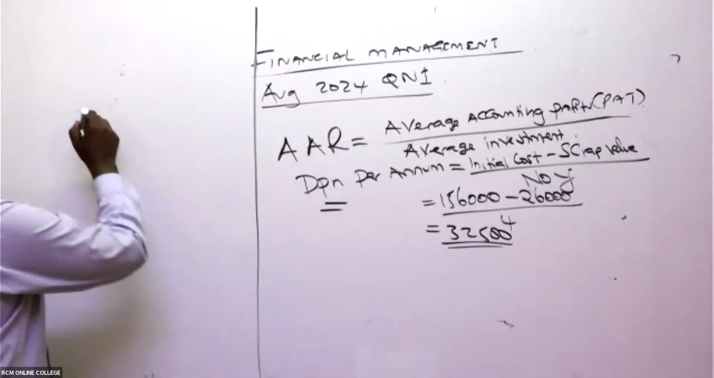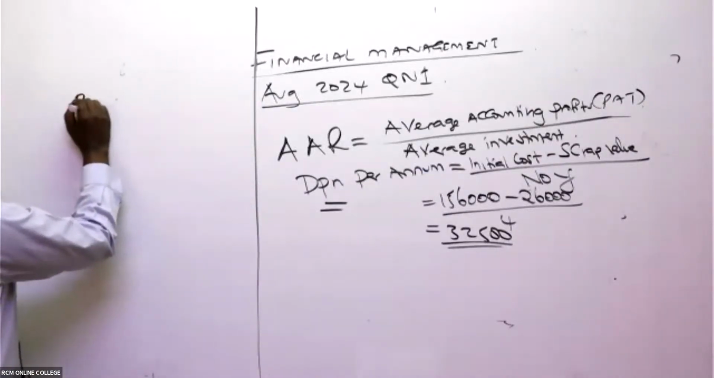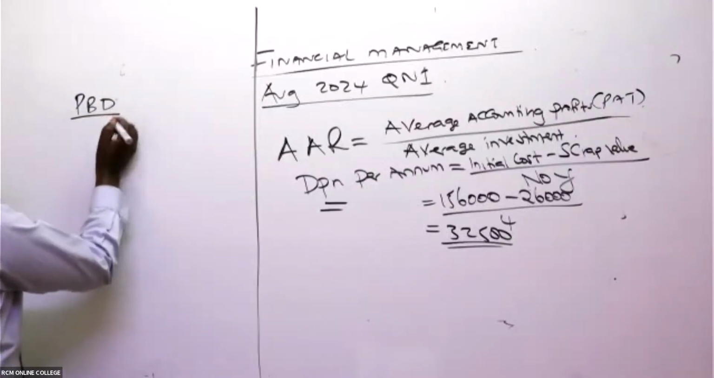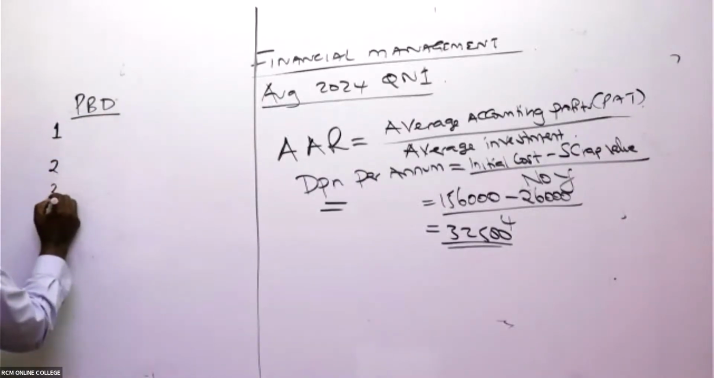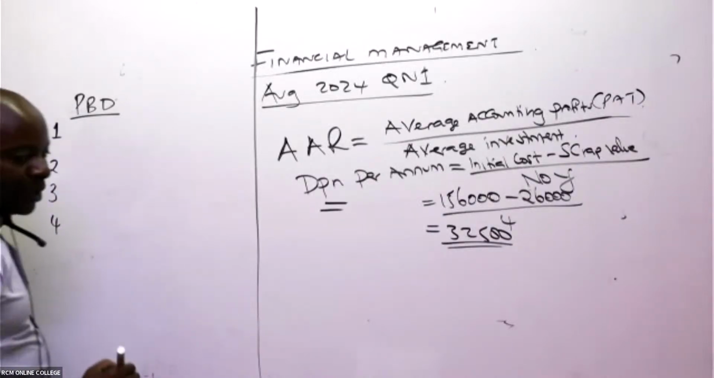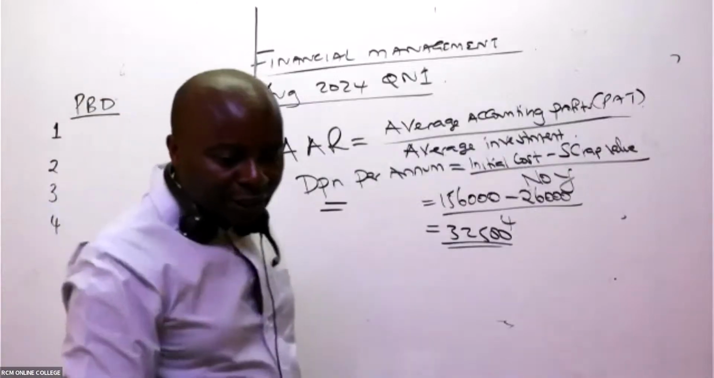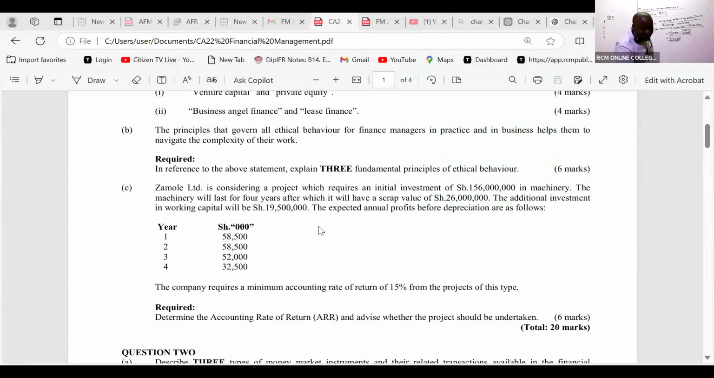And then, of course, now here, we can do our PBDT adjustments. They have given us here profit before depreciation for each of the years 1, 2, 3, 4. I hope you are able to see this. What are they giving us, ladies and gentlemen? These are the expected annual profits before depreciation.